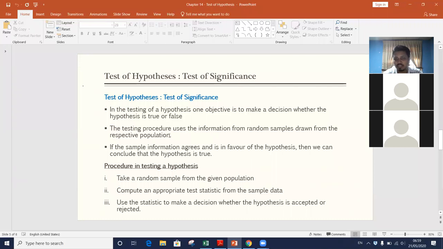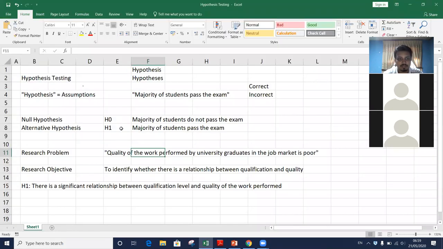respective population. To test a hypothesis we should have data, which we can collect from a sample. It would be good if we could take it from the whole population, but most of the time we collect the data from a sample. If the sample information agrees with and is in favor of the hypothesis, then we can conclude that the hypothesis is true. Based on this, H naught true or false: do we accept H naught or reject H naught? That way we can conclude it statistically.